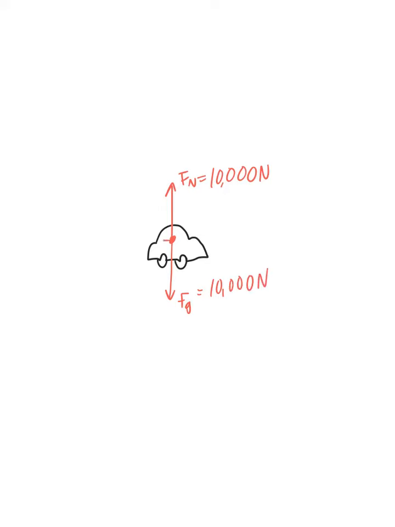Okay. And we have friction going backwards, 9,000 newtons. And they want us to find the mass, the acceleration, and the net force. Okay. So what can we do? Well, let's keep in mind that for one, they told us Fg.